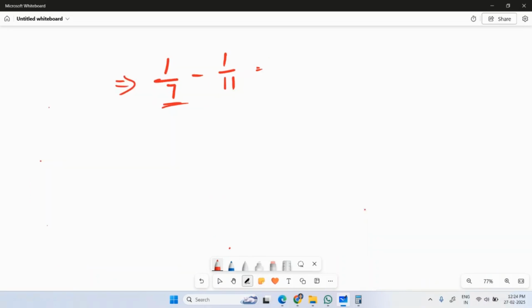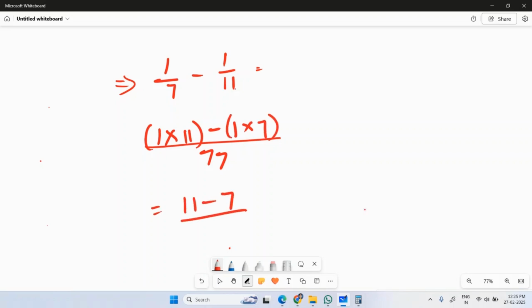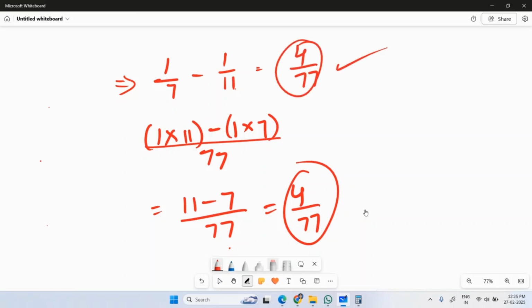Here, let's solve 1 upon 7 minus 1 upon 11. Denominators 7 and 11. Again, these two are prime numbers. For prime numbers, LCM is their product only. So 7 times 11 is 77. 1 times 11 minus 1 times 7 upon 77, which is 11 minus 7 upon 77, which is nothing but 4 upon 77. So 1 upon 7 minus 1 upon 11 is 4 upon 77. That's the answer.